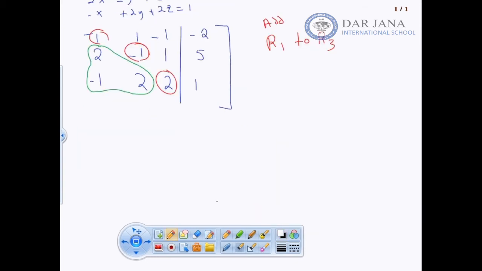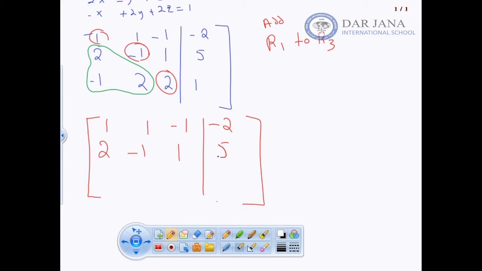So what should we do? What I'm going to do is add R1 to R3. Since I'm adding R1 to R3, R1 will remain as it is, 1, 1, -1, -2. Also, R2 will remain as it is. What about R3? If we add R1 to R3, 1 plus -1 is 0, 1 plus 2 is 3, and -1 plus 2 is 1, and -2 plus 1 is -1.